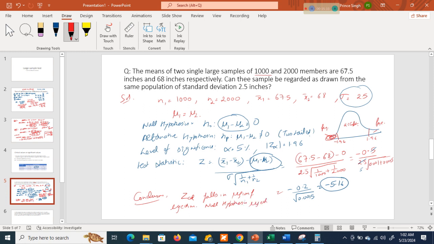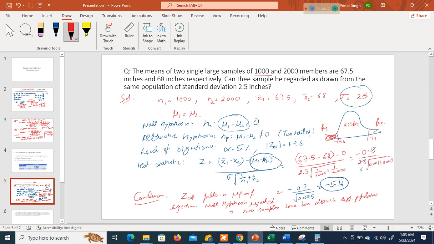So it means that there is not enough evidence which proves that these two samples have been drawn from the same population of standard deviation. Okay, so what do we conclude here? That we can't say that the two samples have been drawn from the same population of standard deviation 2.5 inches.